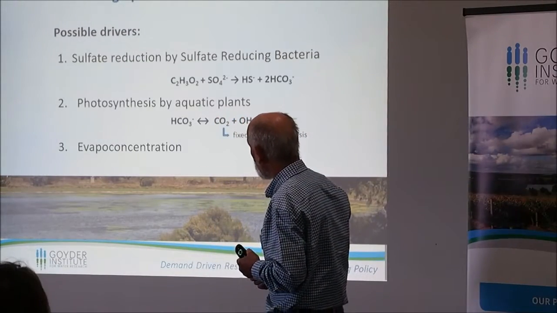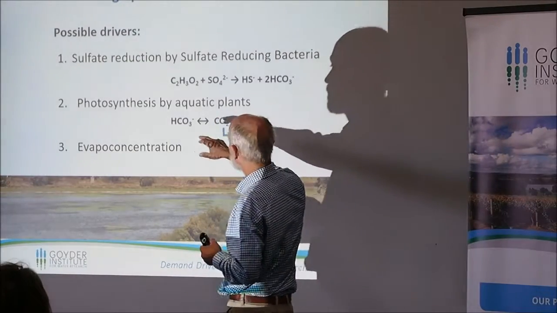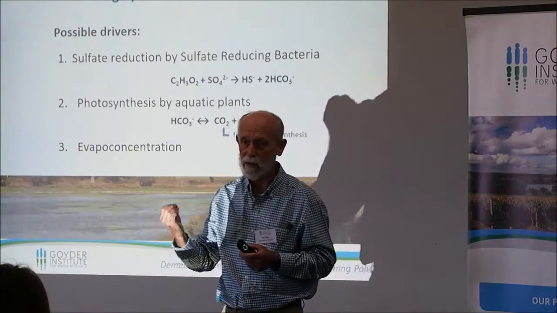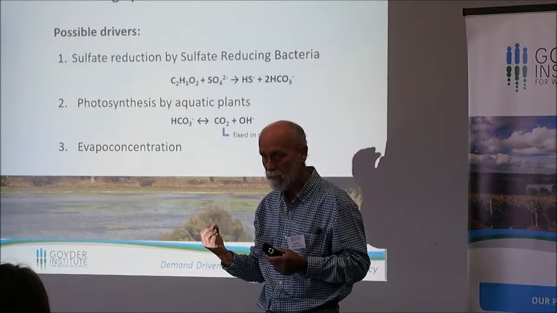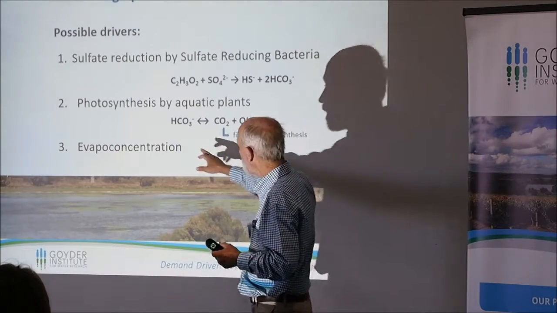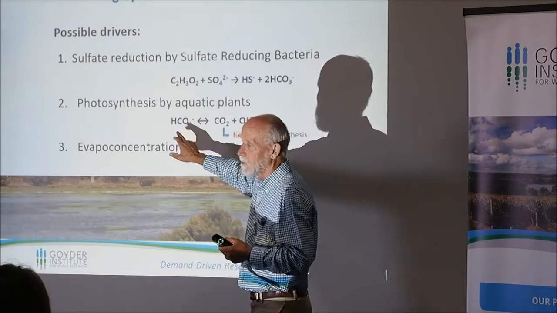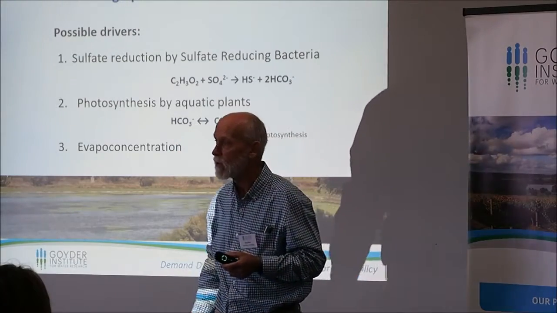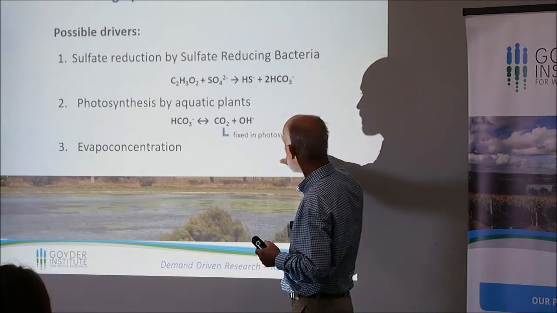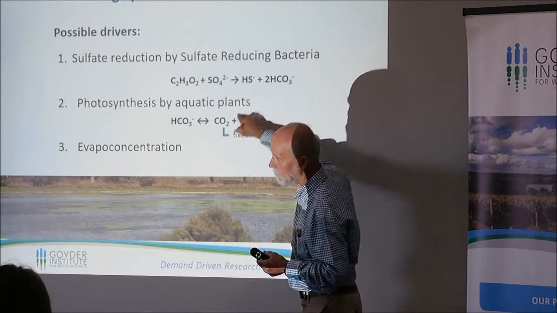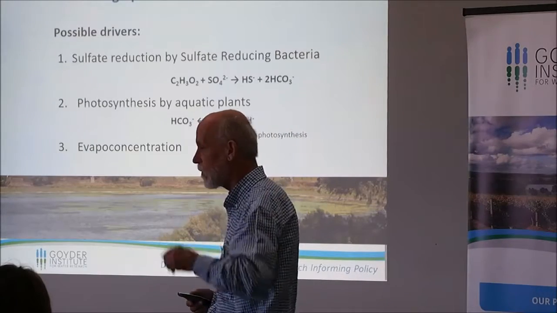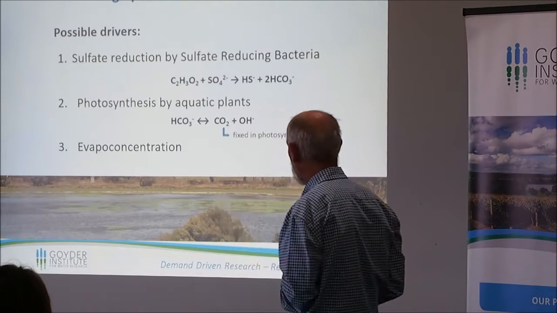The other possibility is that it's photosynthesis. What photosynthesis does is it fixes carbon dioxide. So it takes carbon dioxide out of the water column and converts it into carbohydrate. In aquatic systems, the source of that carbon dioxide is bicarbonate. And so if you take the carbon dioxide out and fix it with photosynthesis, what you're left with is hydroxyl ions, and the pH will naturally go up. And that's easy to demonstrate.